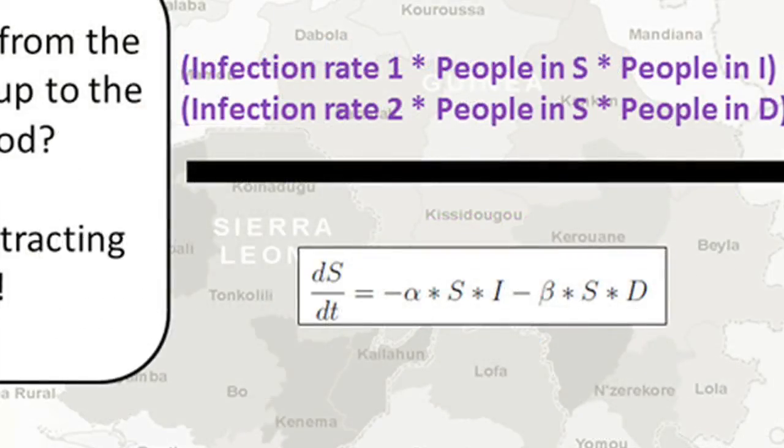So we have 2 separate infection rates, alpha and beta. And so alpha will represent the infection rate of infected people, and beta will represent the infection rate of deceased people. So people who have already died from Ebola. And so both of these terms have negative signs because they're leaving S. So this is our S equation, and people are leaving S based on the number of infected people and the number of dead people.